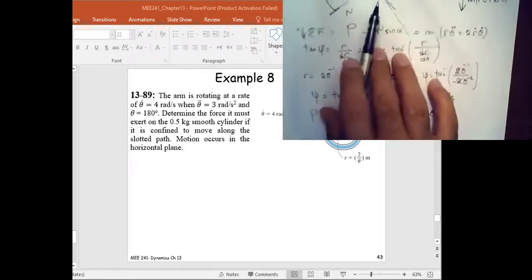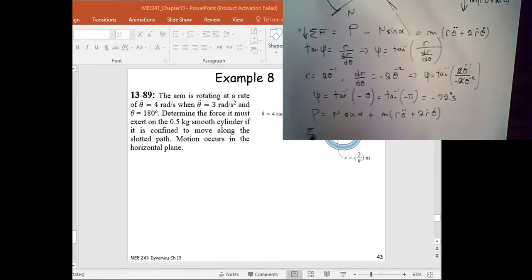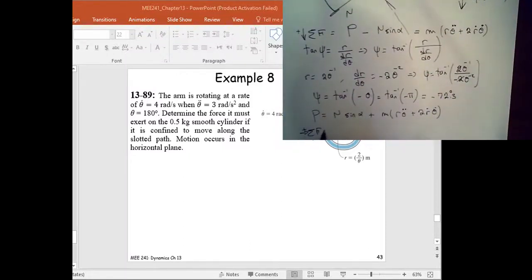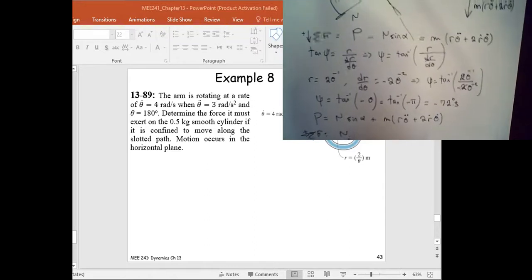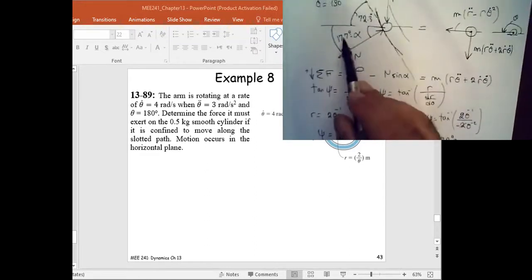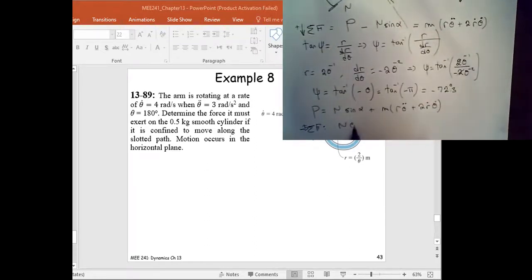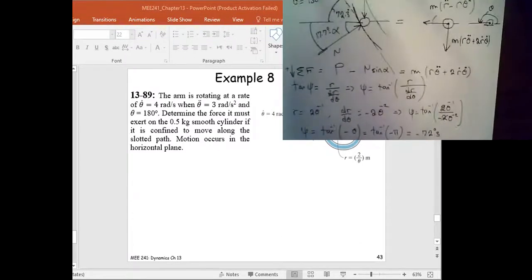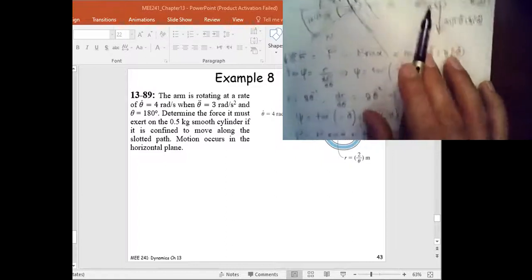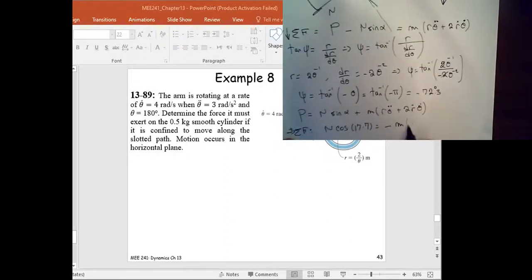The way we can find n is we can simply sum the forces in the horizontal direction, and I'm going to get n. If I sum the forces in the horizontal, so n cosine 17.7, summing in the right direction, this is going to be minus m times r double dot minus r theta prime squared.